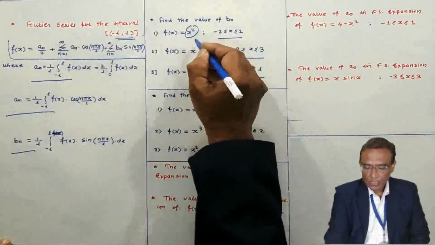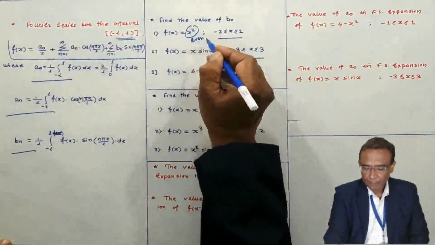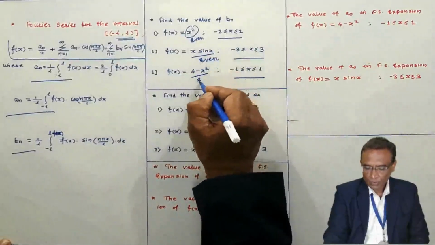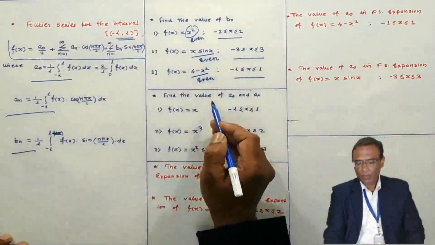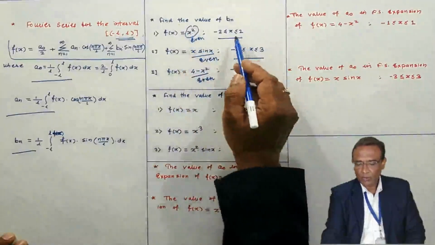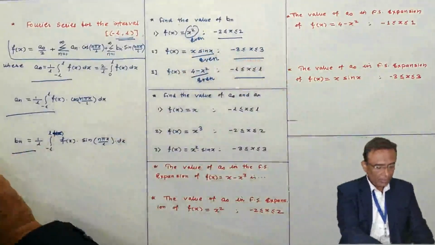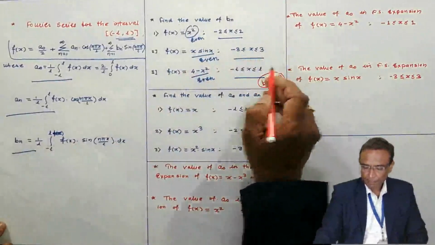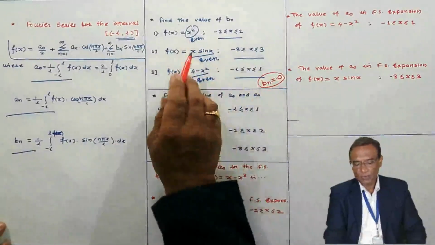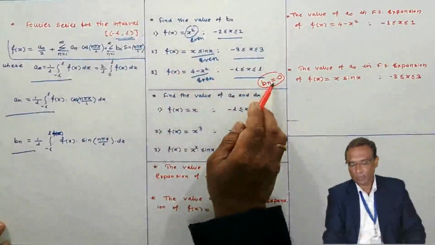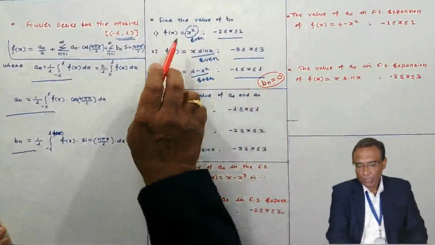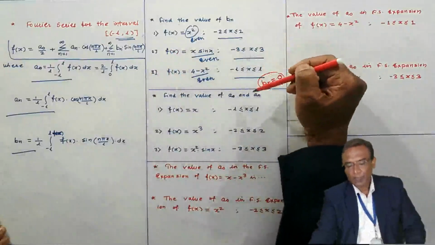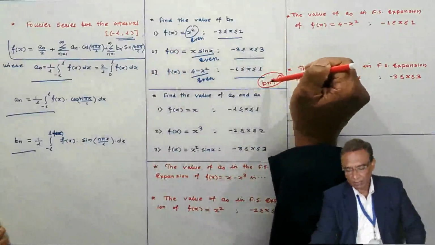This function is an even function. This function is also even. This function is also an even function. When an even function is defined on a symmetric to 0 interval, there Bn is equal to 0 directly. For all these functions Bn is 0. Why? Because these are even functions defined on a symmetric to 0 interval, where Bn is 0.